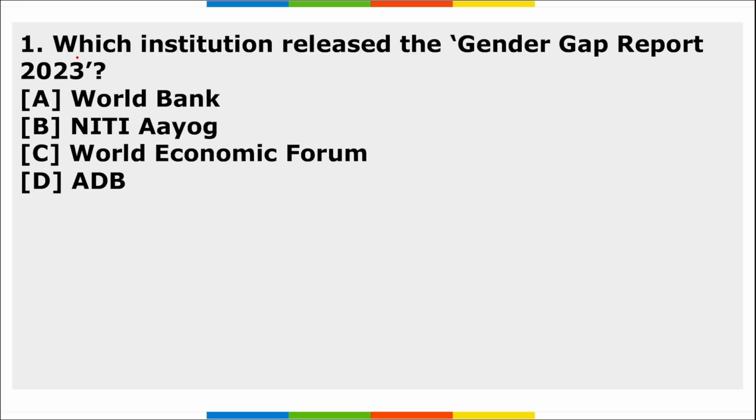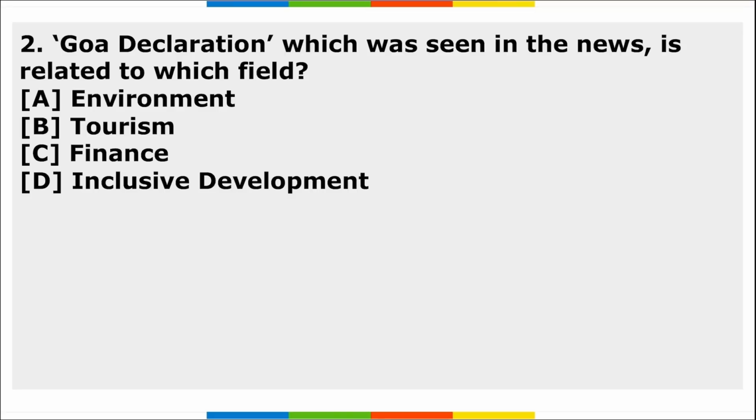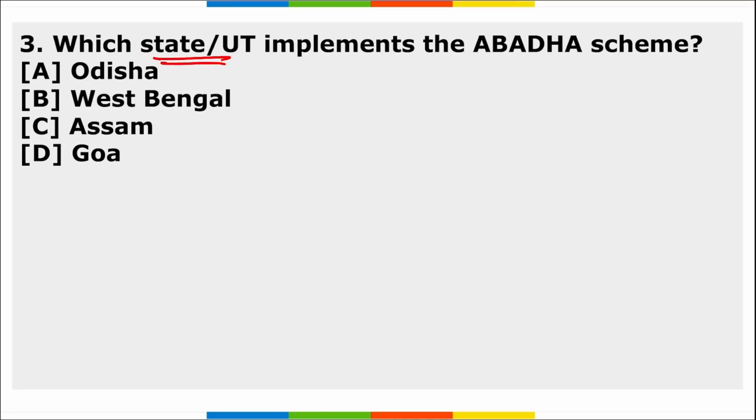Now let's move to the homework section. Which institution released the Gender Gap Report 2023? Second, the Goa declaration which was seen in the news is related to which field? Third, which state or UT implements the ABDA scheme? So which state has implemented this ABDA scheme? Tell me. So these are your 3 homework questions, friends. I hope you have understood the assignment.